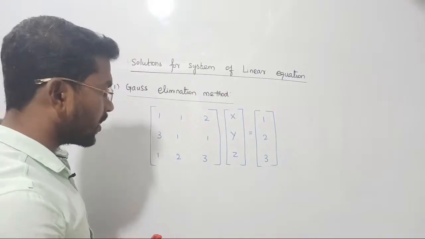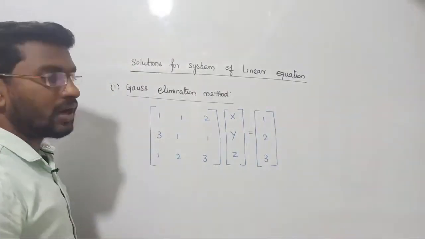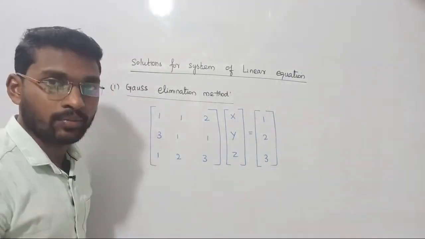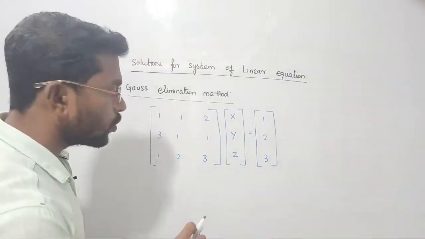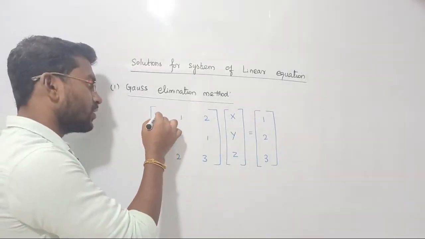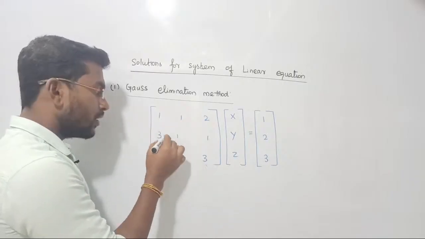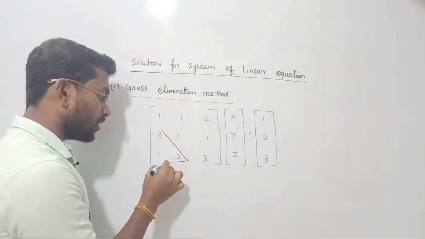Now what is our target? We have to bring the answer. This is called the Gauss elimination method. See guys, that is very simple. In the Gauss elimination method, you have to do only one thing. Just consider the principal diagonal, and go to the part below the principal diagonal.